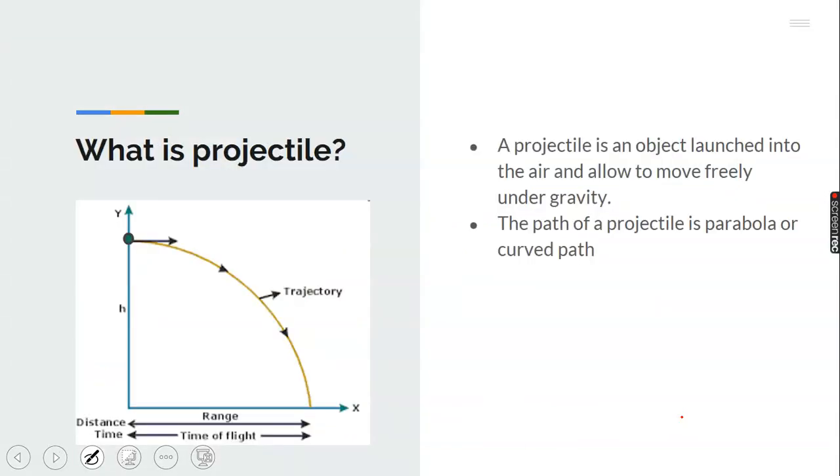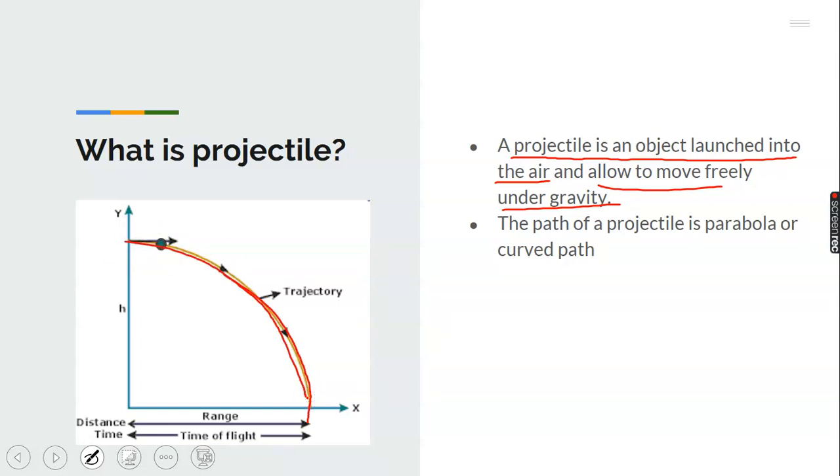Now, what is a projectile? A projectile is an object launched into the air and allowed to move freely under gravity. Now, look at this ball. When you project it forward, it will move down. As you can see, the path is always a parabola.